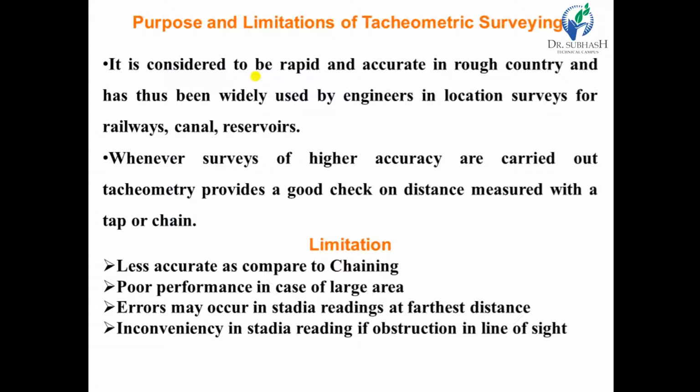Now, what are the advantages and limitations of tachymetry survey? It is considered to be rapid and accurate in rough country and has been widely used by engineers in location surveys for railways, canals and reservoirs. Whenever surveys of higher accuracy are carried out, tachymetry provides a good check on distance measured with a tape or chain. Now we are moving to the limitations.